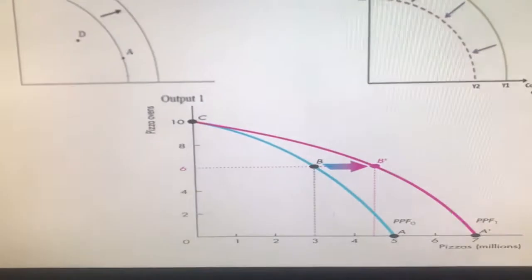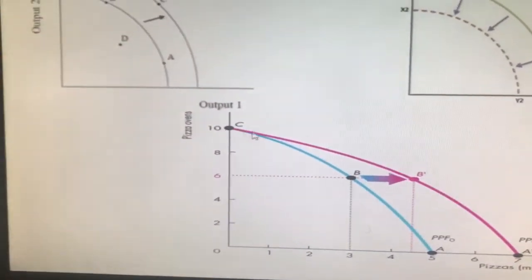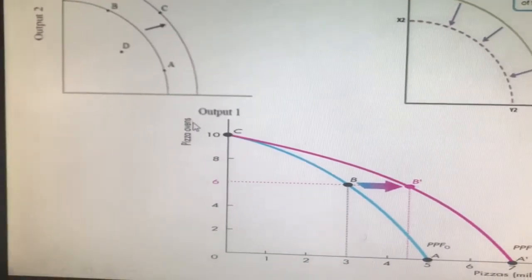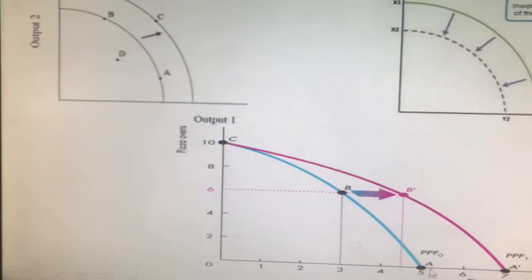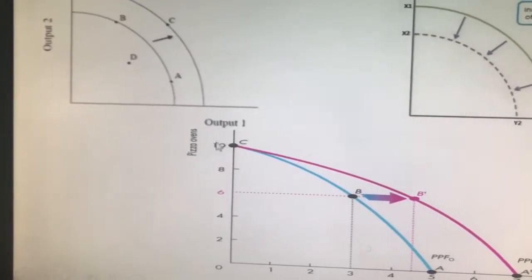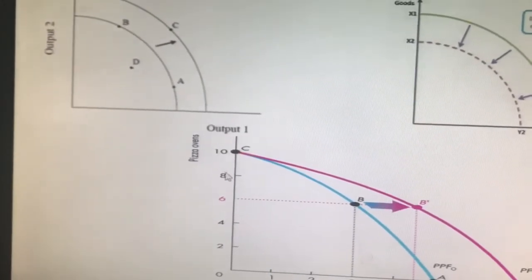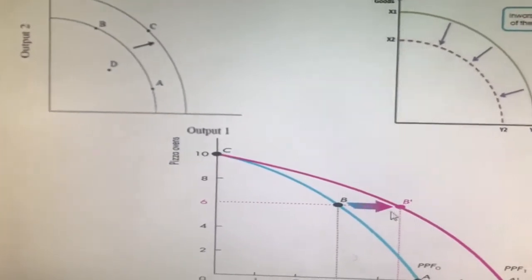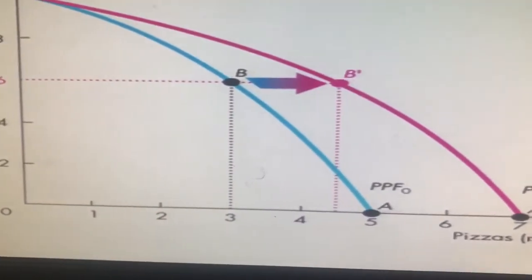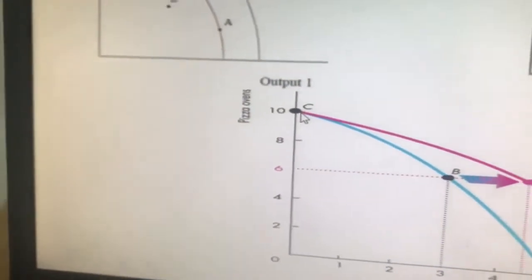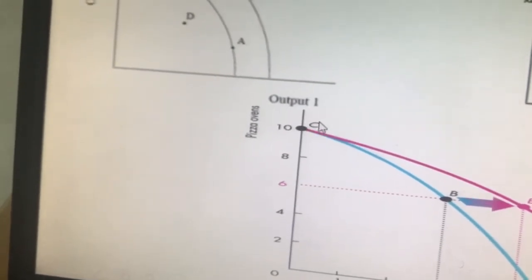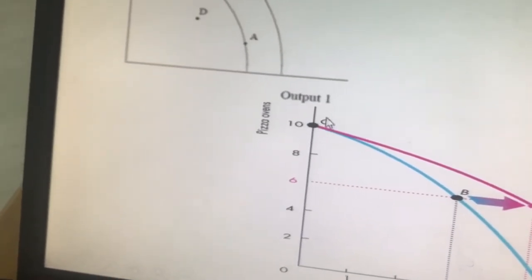But what about this curve? As you see here, this is the initial one. We are producing 5 pizzas and 10 pizza ovens, for example. If we decide to produce more pizza, what will happen? We will move from 5 to 7. But as you see here, the production of pizza ovens doesn't change. So what the curve shows is we are producing more of this good, moving from A to A dash, but we don't produce more of the other good, which is point C.